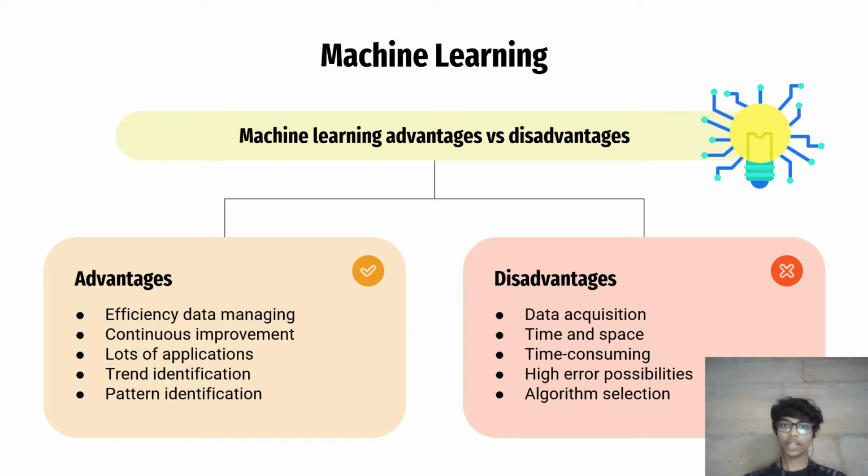Now let's look into a few advantages and disadvantages of machine learning. A few advantages are efficient data managing, continuous improvement in the field, and a lot of applications like self-driving cars and more, as well as trend identification and pattern identification. Now let's look into disadvantages. Data acquisition, and it takes a lot of time and space to develop an AI. There is a high possibility of errors, and selection of algorithm is very difficult.